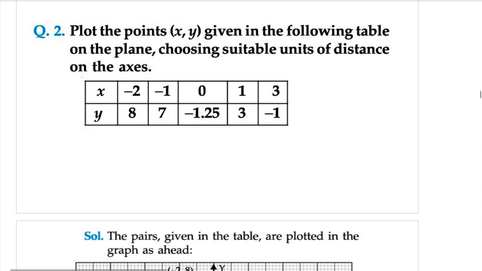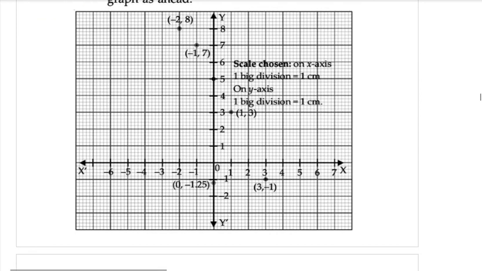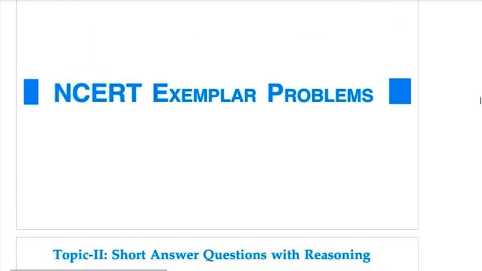Plot the following points in the table, choosing suitable units for distance on the axis. So there are some points, and they are being given in the form of a table. So the first point which you look here can be written as an ordered pair as (-2, 8). The second point as (-1, 7). Third point as (0, -1.25). Right? And so on. So you have to plot these points and choose a proper scale and plot the points. Okay. So that's the third question, and then there is an exemplar which I'm not going to discuss right now.